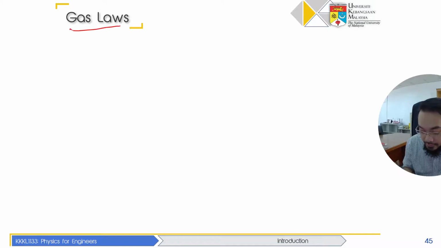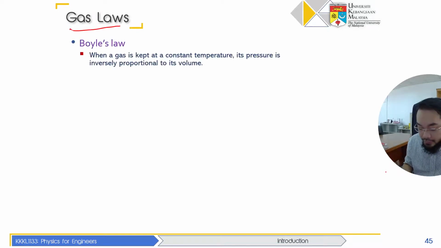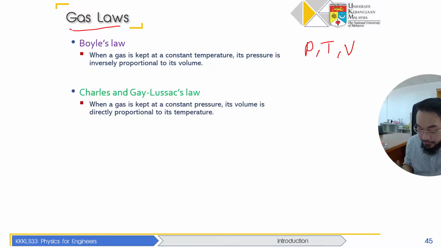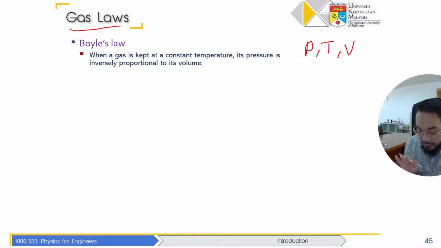So the basic gas laws that we need to be acquainted with is, first of all, Boyle's law. This is a law that relates pressure, temperature, and also volume. So in Boyle's law, when a gas is kept at a constant temperature, its pressure is inversely proportional to its volume. So if T is constant, then P is inversely proportional to volume.